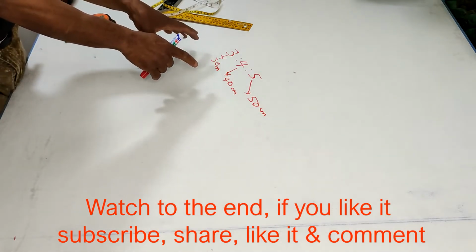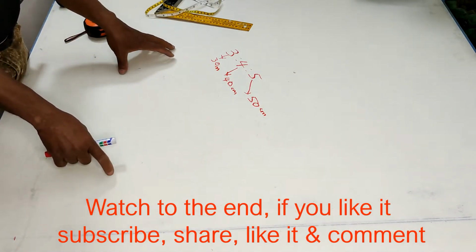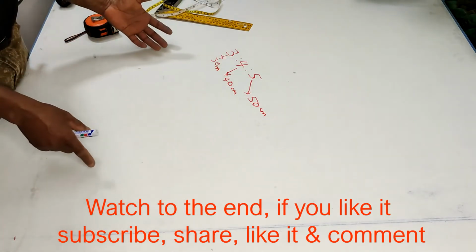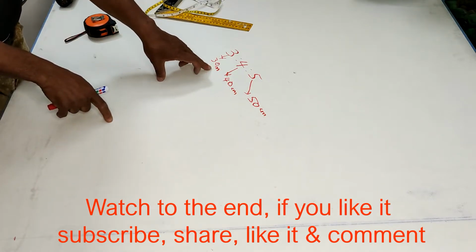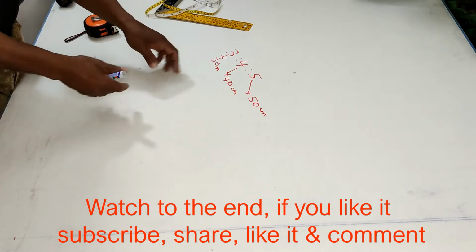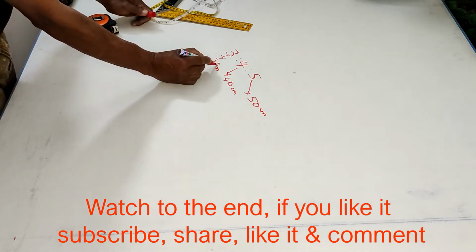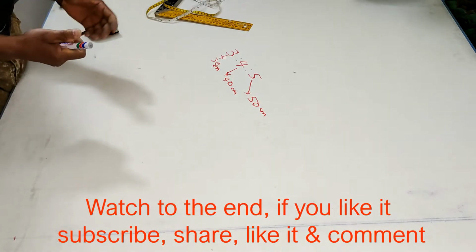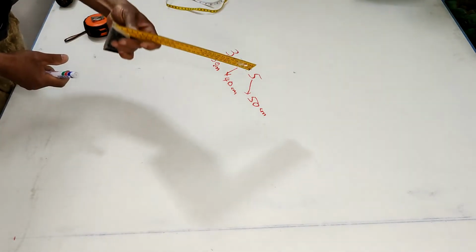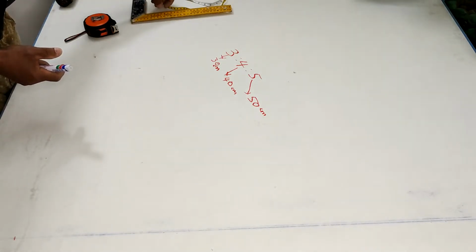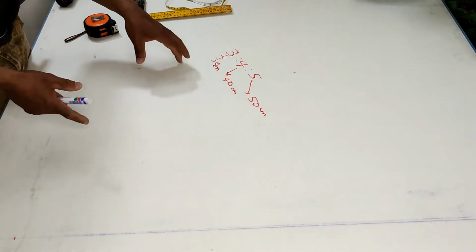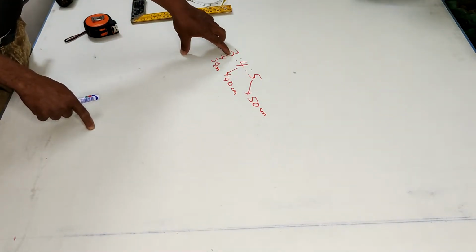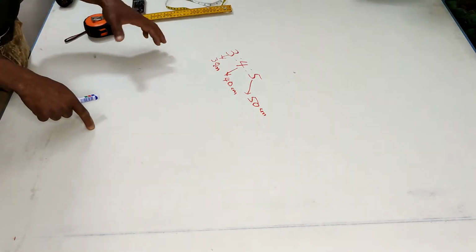Why I'm using this measurement is because this place is small. If it's on the site where we have 250 square meters, I'm not going to use 30 cm or 40 cm or 50 cm because it's too small. So what I'm going to use is meters. I'm going to use 3 meters, 4 meters, and 5 meters.